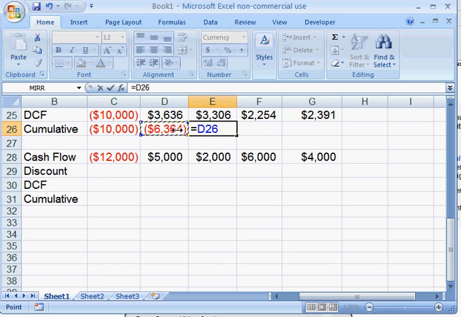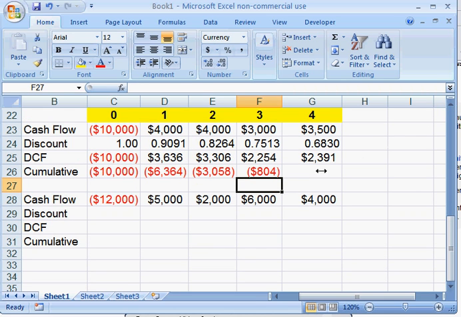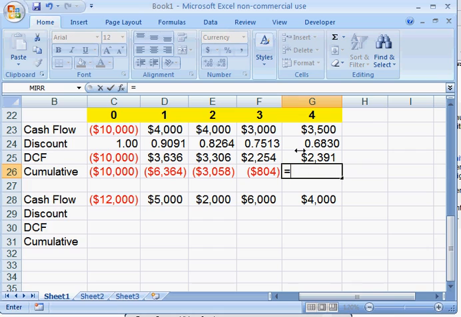And finally, now we are ready. We only have 804 that we need out of the 2,391. So this is going to equal the 3 years that we finished plus, in parentheses, a negative of the negative 804 to turn it positive, divided by 2,391. And I'll turn that back then into a number, and it's going to pay back in 3.34 years.